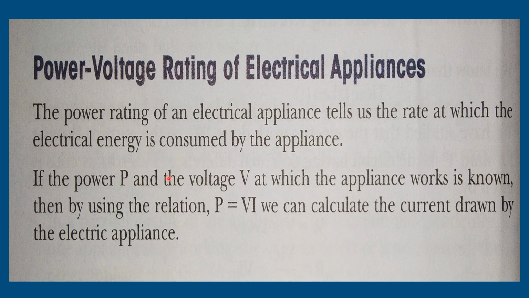If the power P and the voltage V at which the appliance works are known, then by using the relation P is equal to V into I, we can calculate the current drawn by the electrical appliance. We know that P is equal to V into I. If we know at which voltage the appliance is working, then we can calculate the amount of current drawn by the electrical appliance.